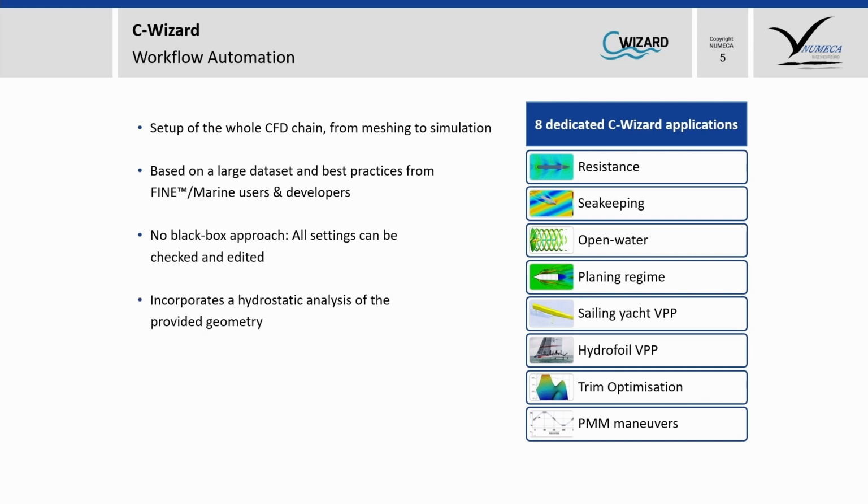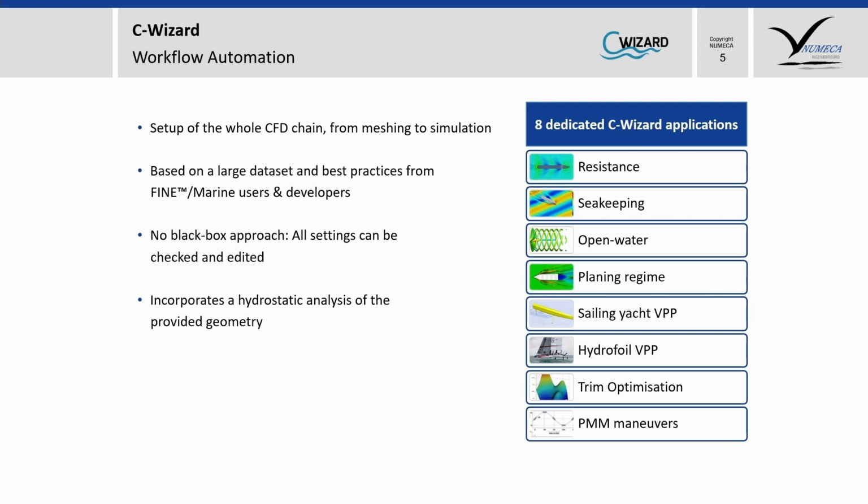Sail Wizard also contains a very nice hydrostatic calculator, and this is actually quite nice. For instance, let's consider a case where the user does not know the displacement, the center of gravity, or the inertial matrix of a given vessel. It can all be calculated if you provide a draft.